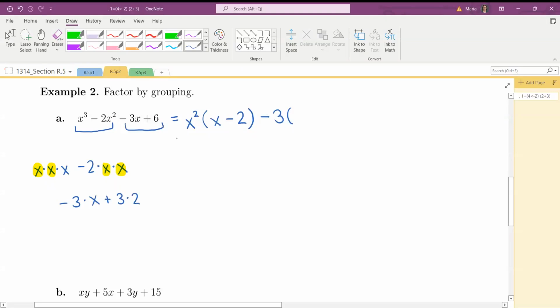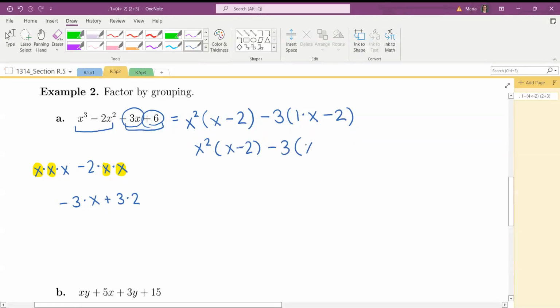But if you concentrate on this piece right here, I took out the negative 3. Negative 3 divided by negative 3 is positive 1, and there's an x left. And then if I move on to the other piece, positive 6 divided by negative 3, what I took out, that's going to be negative 2. So that's what's left. So this is how it's going to look. I'm just going to clean it up a little bit.